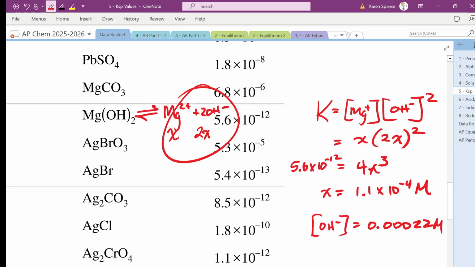Yeah? Okay. It would be an Arrhenius base, a very, very weak Arrhenius base. But we don't have Kb values for Arrhenius bases, so there we are.